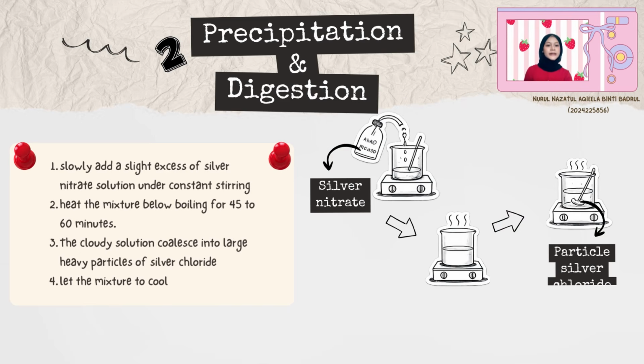Next is step 2, precipitation and digestion. Here, we slowly add a slight excess of silver nitrate solution under constant stirring to ensure all chloride ions react completely. We then heat the mixture just below boiling for 45 to 60 minutes for digestion.